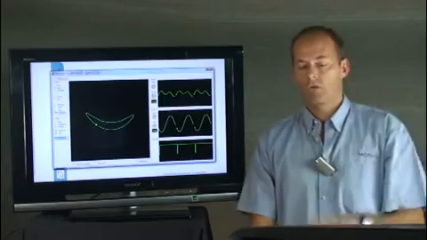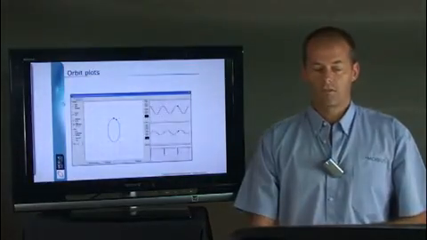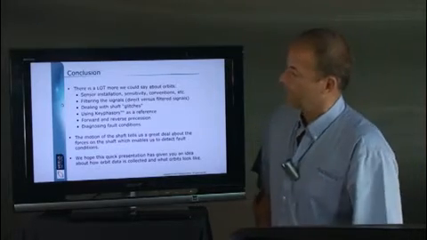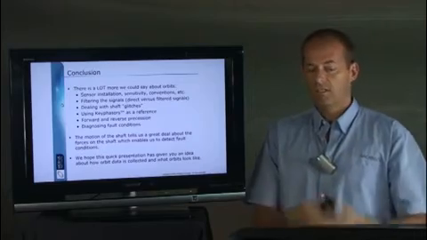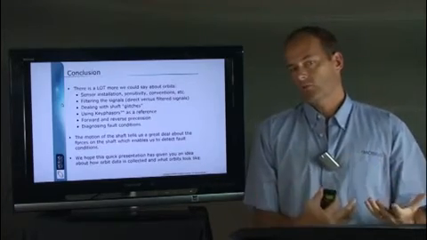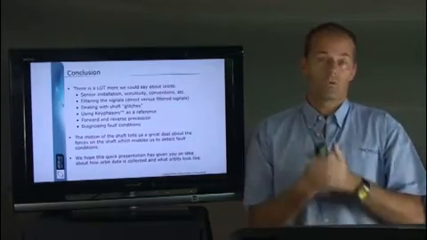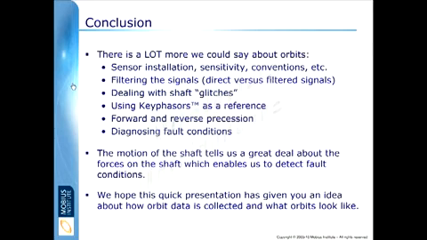There's a lot more we could go into with this, but I hope you get the idea of how those orbit plots work. As I say, there is a lot more we could talk about. We could talk about the sensor installation and the sensitivity and the conventions used, filtering the signals, whether you're looking at an orbit of just the 1x vibration, the filtered vibration, or the direct vibration, all of it, dealing with shaft glitches. The surface of the shaft isn't going to be perfectly flat. It's going to have maybe some surface defects, scratches or whatever, just slight. The metal may not be homogeneous, which means that the way the sensor works is going to vary. We have to deal with these things.